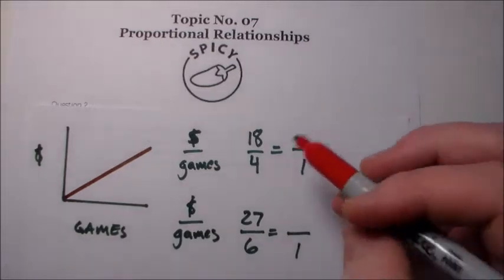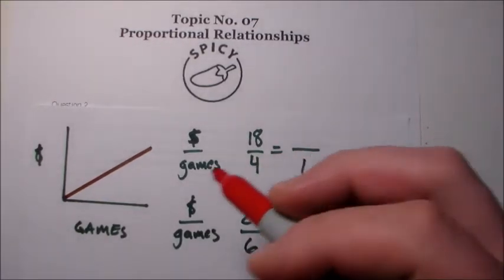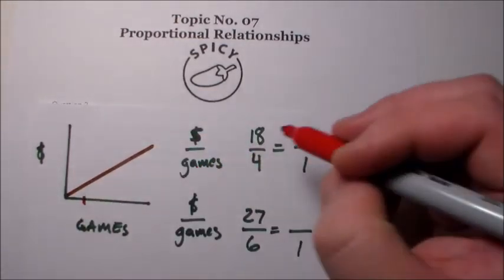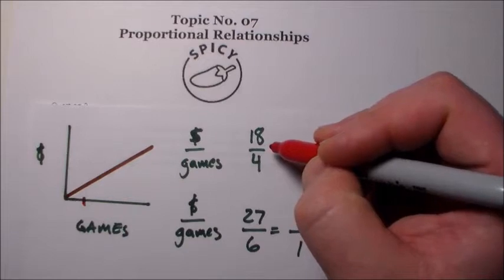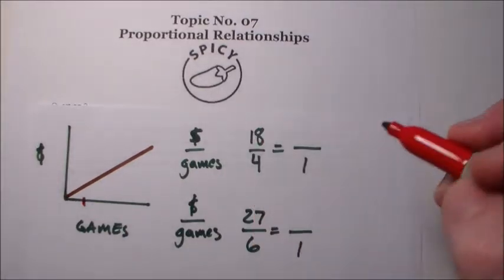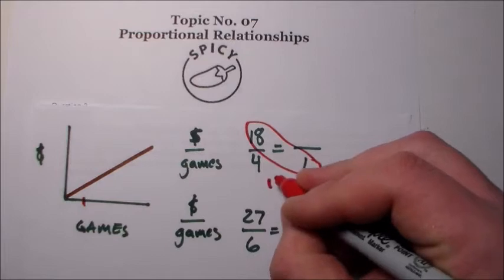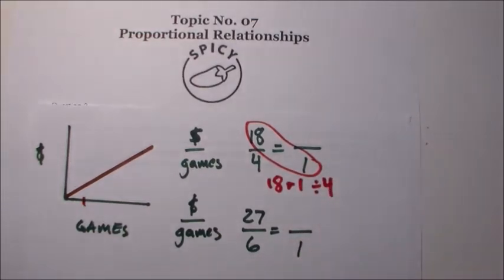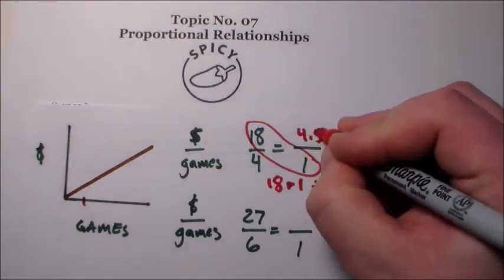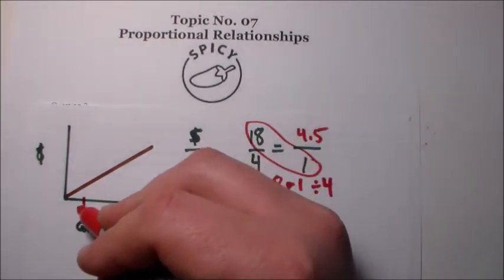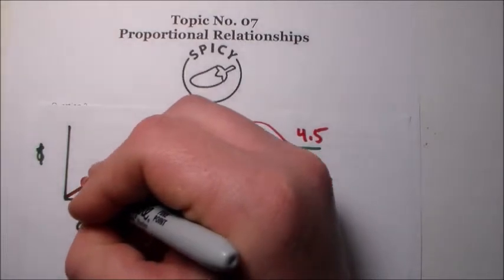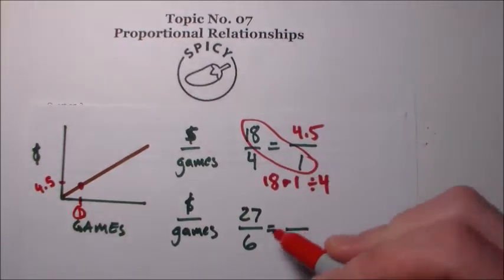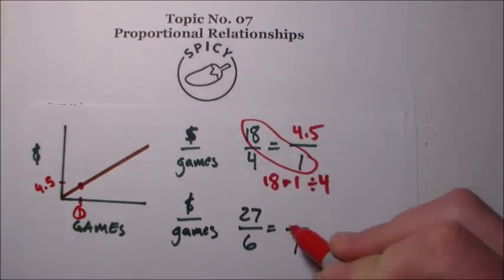And if I use proportions to tell me how much rise I'm going to get for every run of one, well, that would be $18 per 4 games. Remember, dollars goes on top. We'll cross multiplication and division. 18 times 1 divided by 4. Plug that in your calculator, you're going to get 4.5. So that would be one game is equal to $4.5.